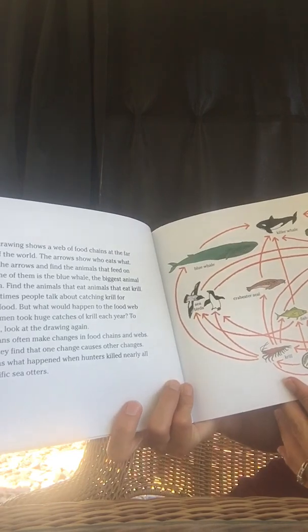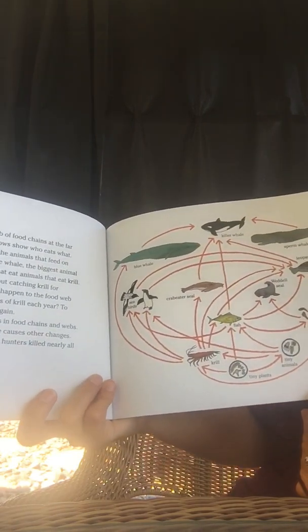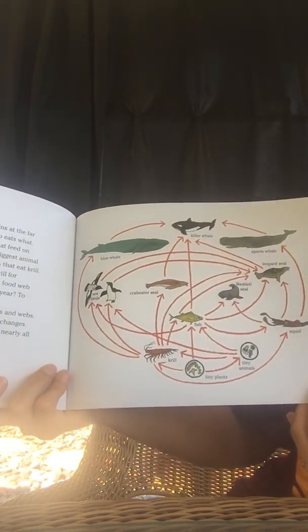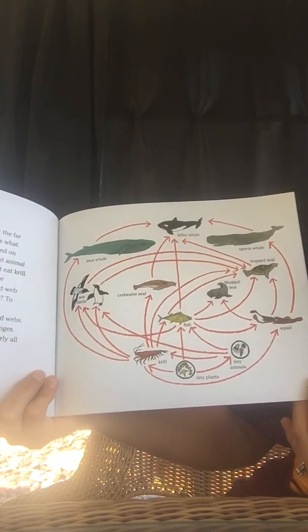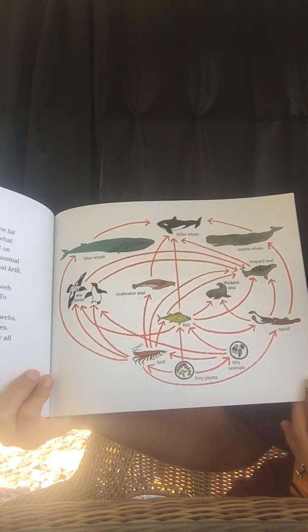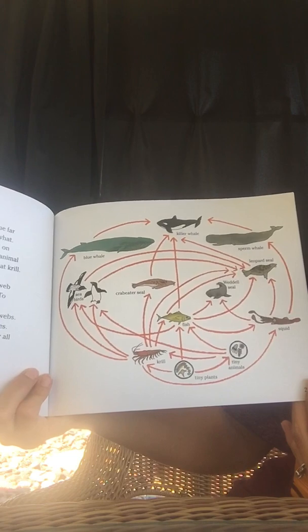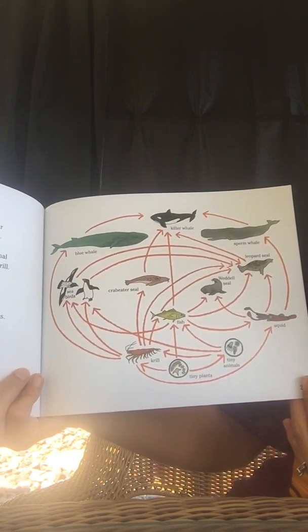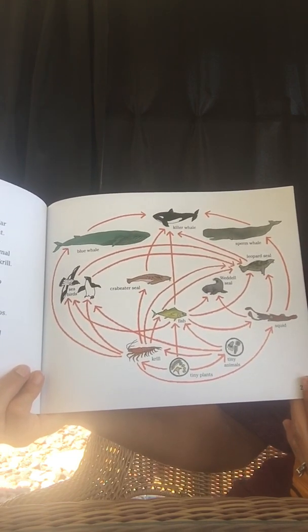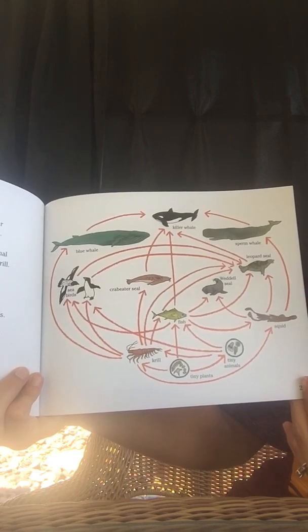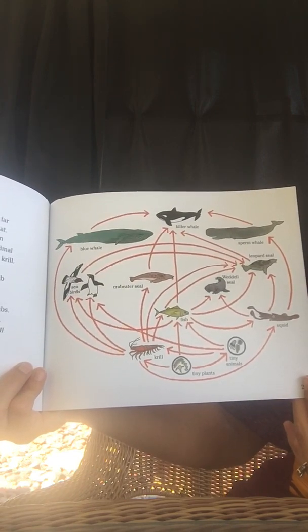The drawing shows a web of food chains at the far south of the world. The arrows show who eats what. Follow the arrows and find the animals that feed on krill. One of them is the blue whale, the biggest animal on Earth. Find the animals that eat animals that eat krill.